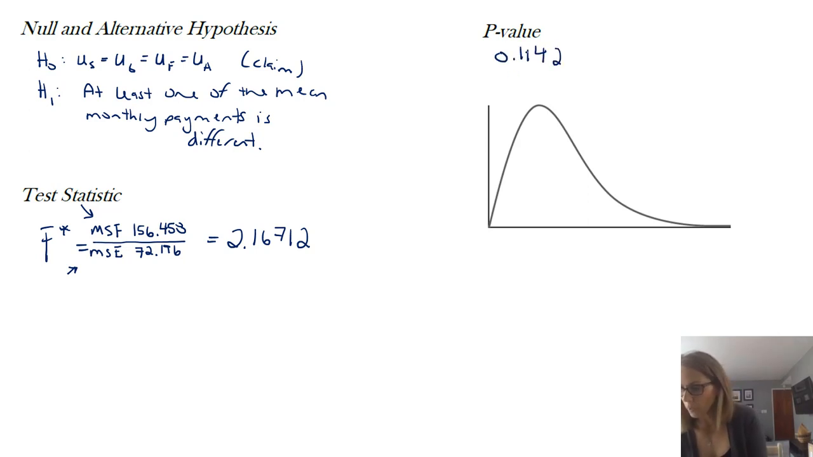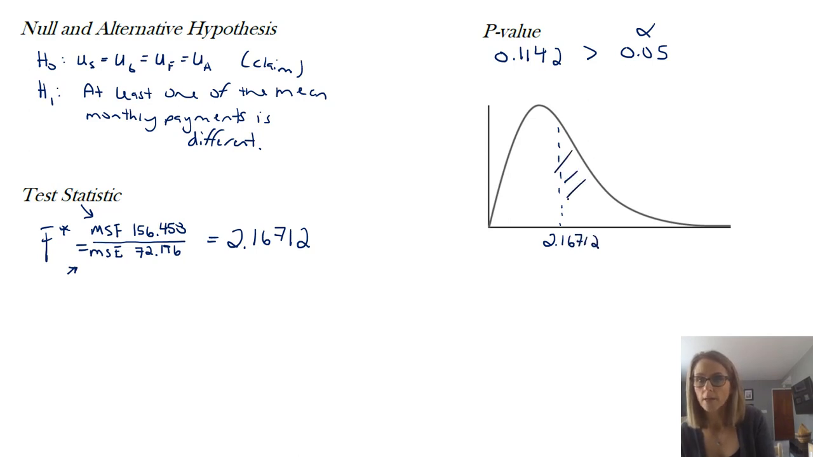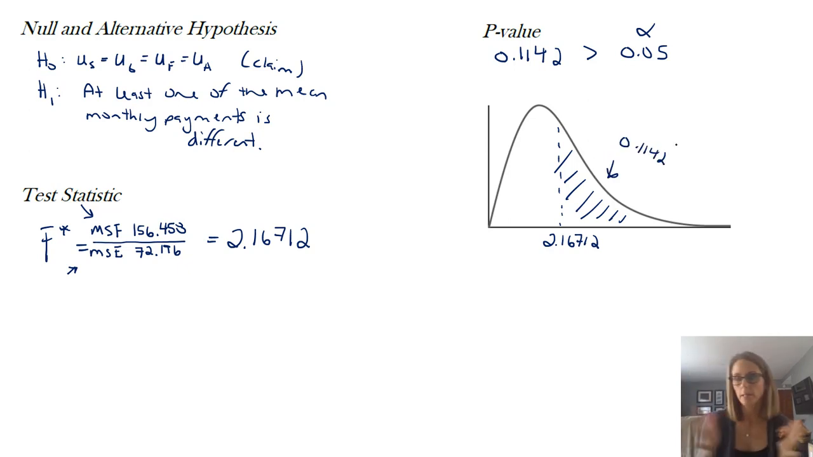Not a particularly small p-value. Our alpha here is 0.05, so we can see that our p is high. So the idea here is that the value that we get, this test statistic, sits at 2.16712. And because of that, there's a lot of area on the right, meaning there's a high probability that you could get that kind of sample data, or data more extreme, by chance, even if the null hypothesis is true.